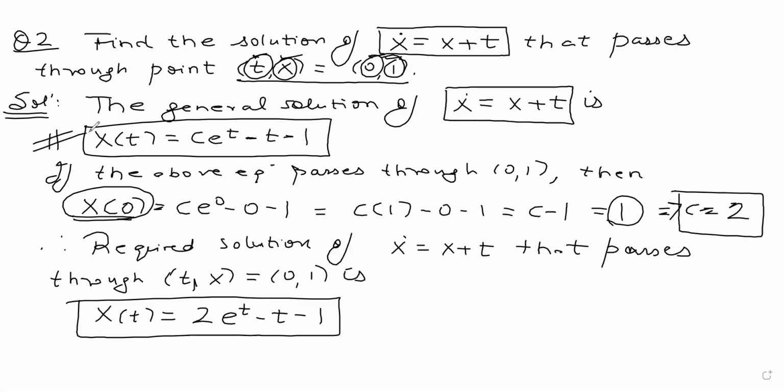It passes through (0, 1), so (0, 1) must satisfy this equation. So x of 0 itself is 1, and if you calculate x of 0, it comes out as c minus 1. So c minus 1 is equal to 1, which implies c is 2. You plug back c equal to 2 in the general solution, and you get the particular solution.